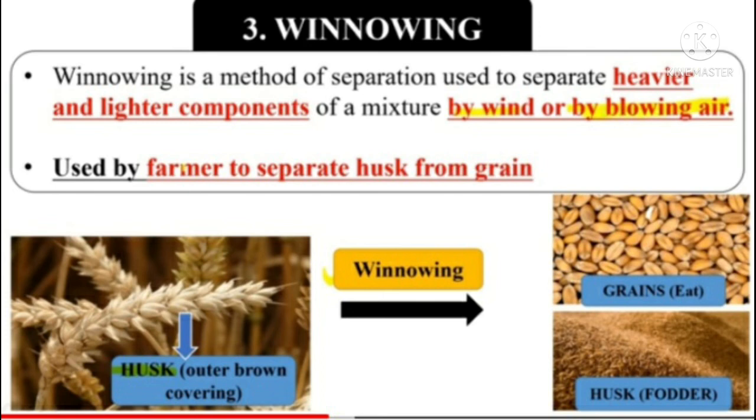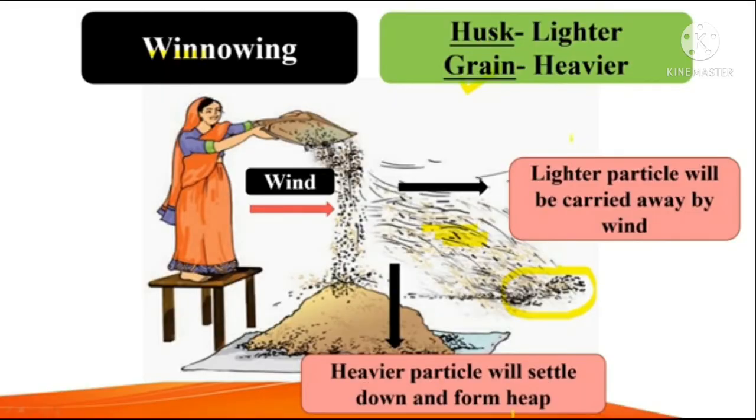So, how to use this method? In this picture, you can see that by winnowing, heavier and lighter substances are separated. Suppose wind is blowing in the direction of the red mark. So, husk being lighter is blown away, whereas grain being heavier remains there and drops down. So in this way, a heap of grain and a heap of husk is separated.